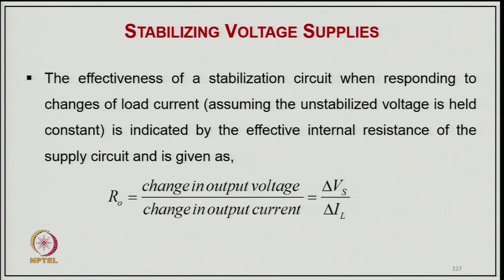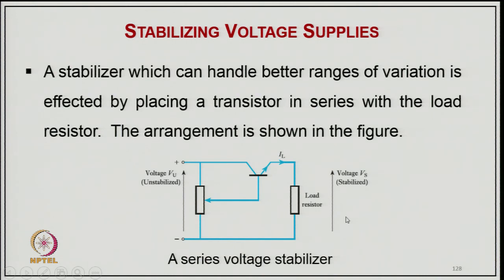So, the effectiveness of a stabilizing circuit in responding to changes of the load current, assuming the unstabilized voltage is held constant, is indicated by the effective internal resistance of the supply circuit, that is RO, the change in output voltage divided by the change in output current, that is delta VS upon delta IL. A stabilizer which can handle a better range of variation is affected by a transistor in series with the resistance, and this is the arrangement which is normally used in DC supplies for stabilization.